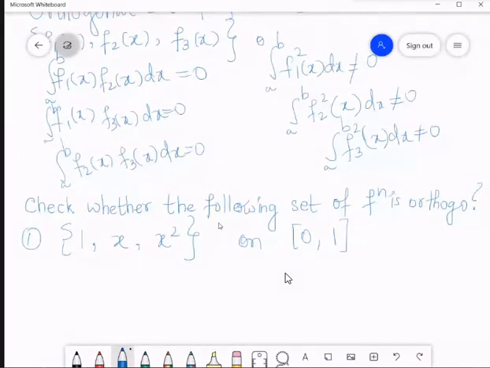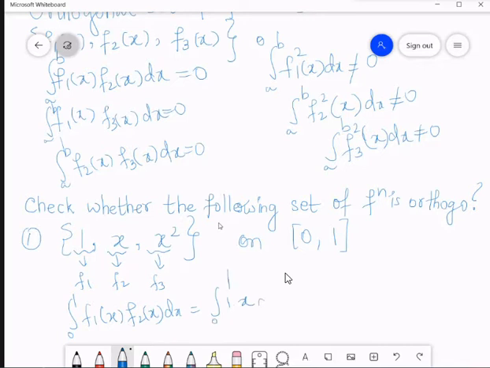So what is happening is, I'll call this f1, this one f2, this one f3. Therefore, when I take f1 into f2 integrated from 0 to 1 dx, what I get is 1 into x, 0 to 1 dx. Integration of x is x square by 2. Put the limit 0 to 1. We are getting 1 by 2, and we expected it to be 0, but it is not the case.